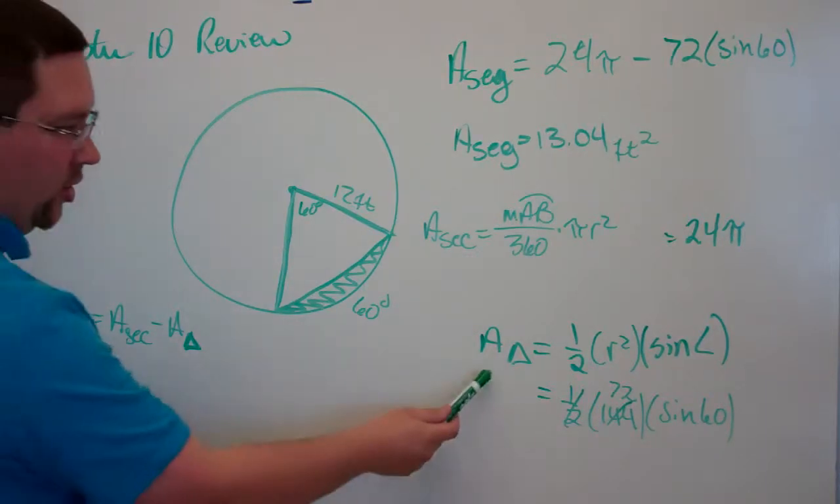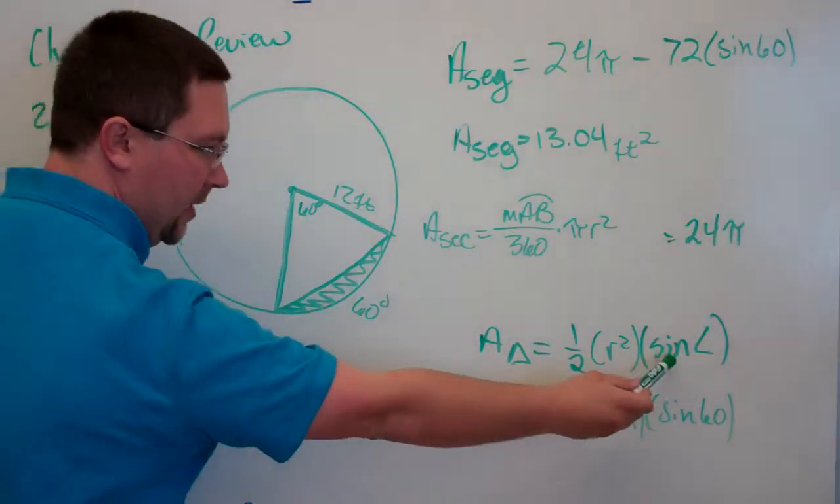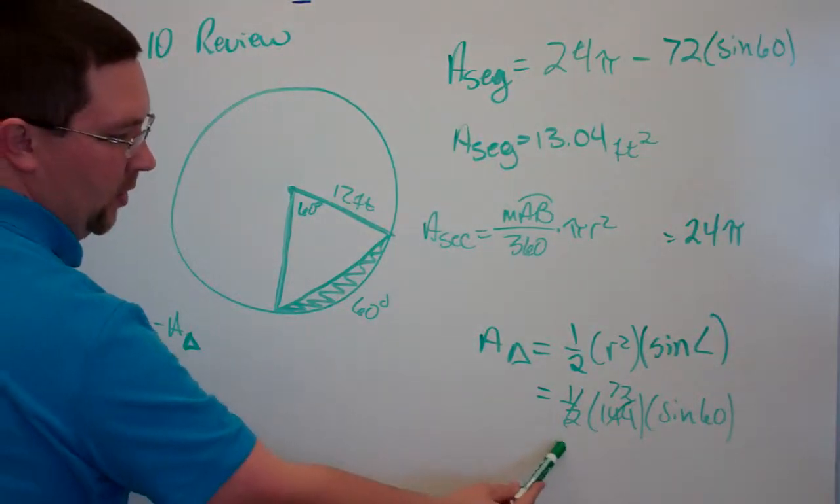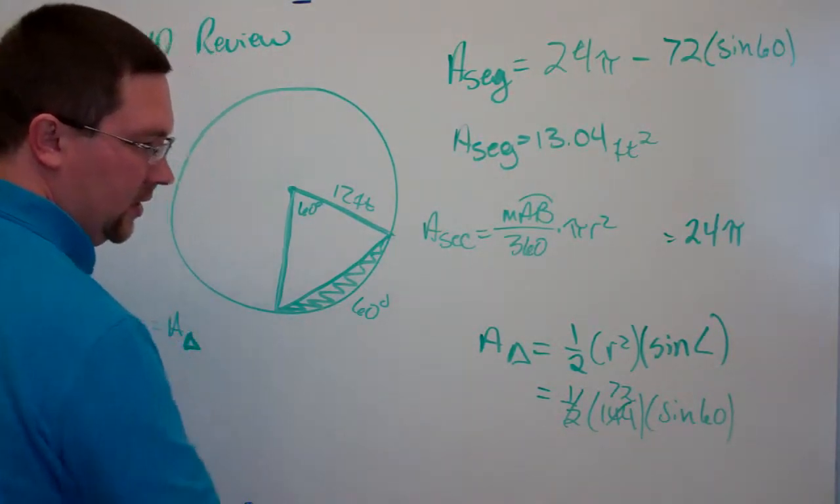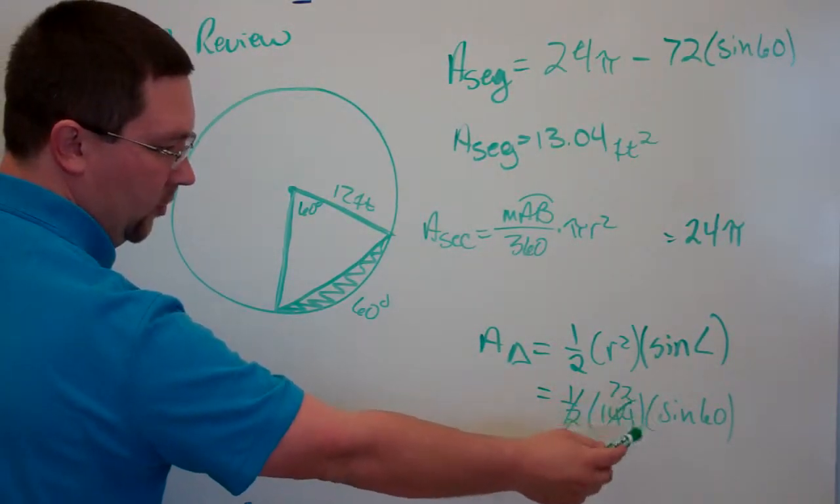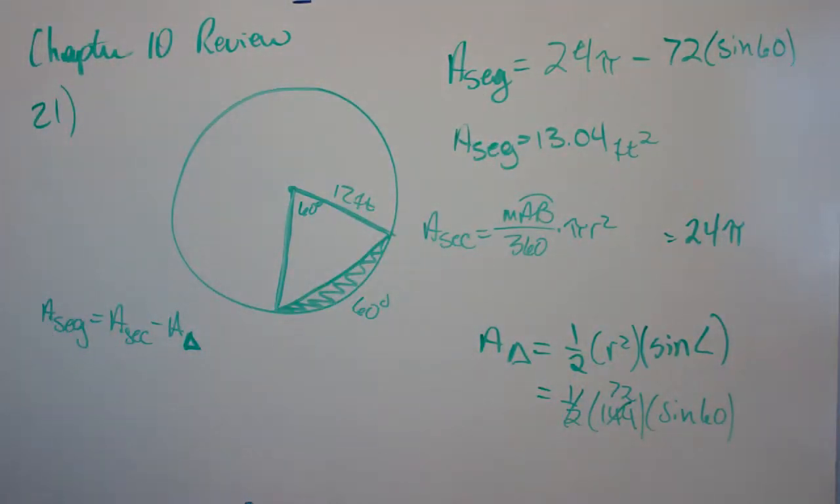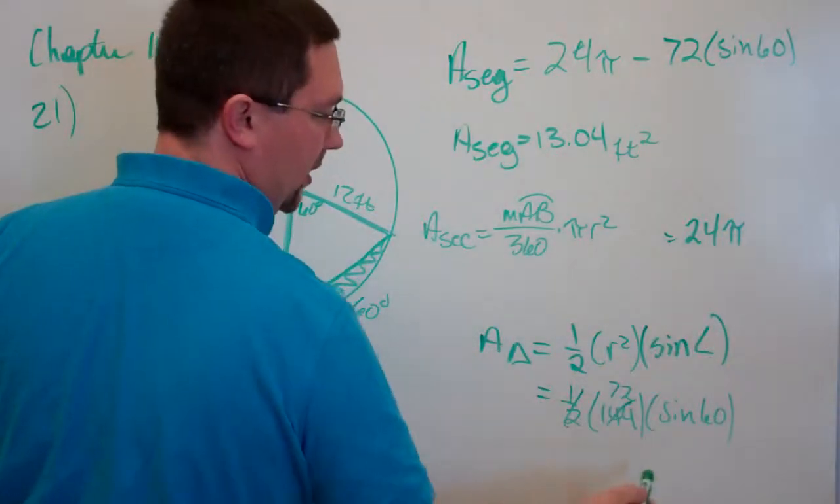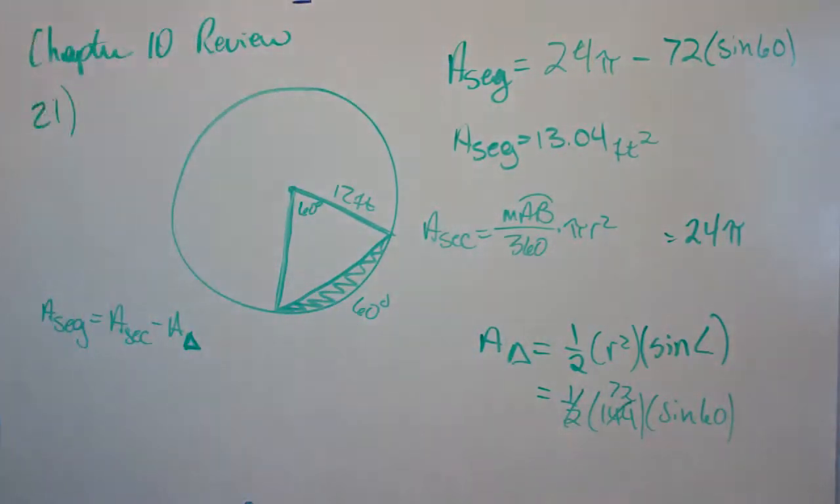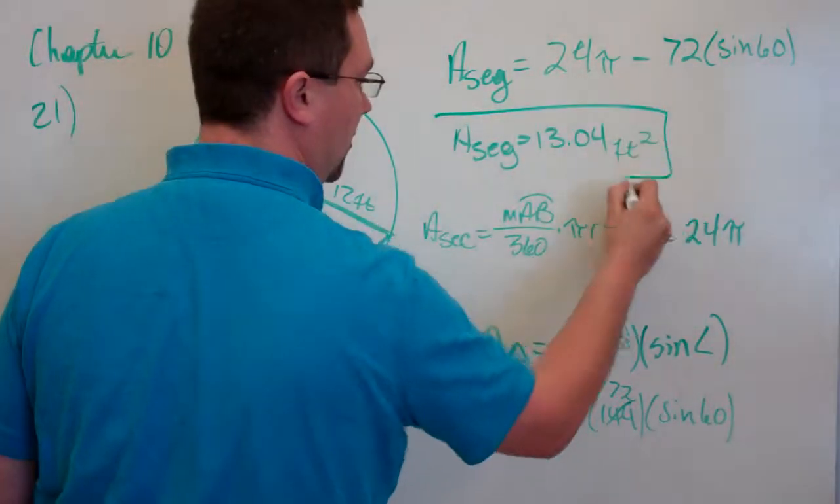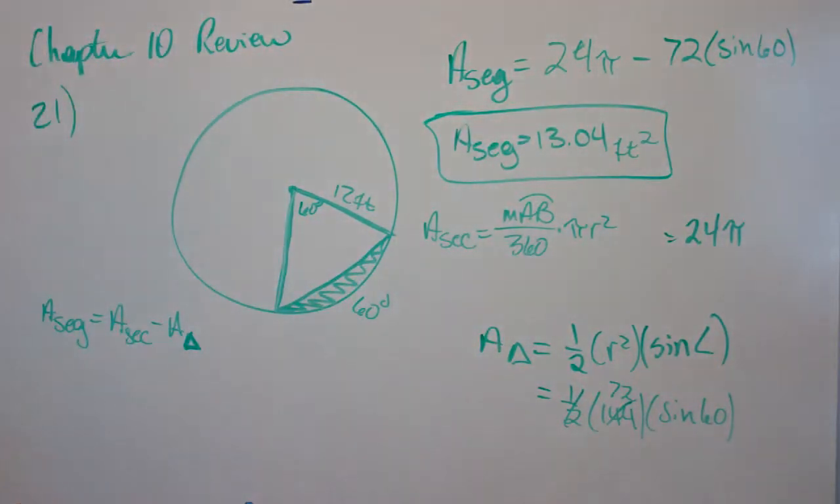Then you find the area of the triangle, which is 1/2 r squared times the sine of your angle. So 1/2 144 times the sine of 60. 1/2 of 144 makes it 72. So the area of the segment is 24 pi minus 72 times the sine of 60, which comes out to 13.04, and then of course feet squared.